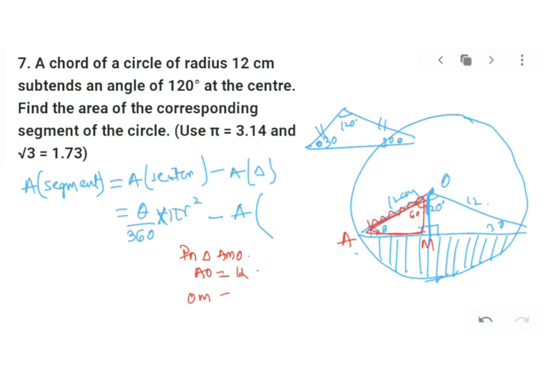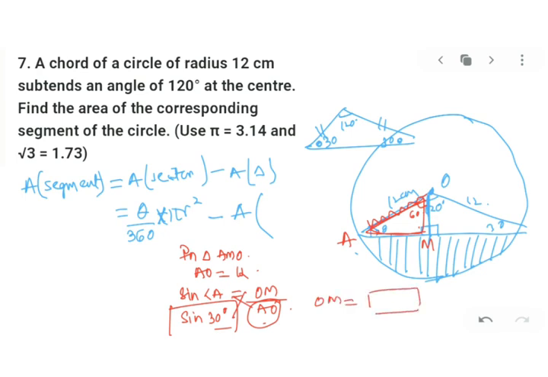So I'll go for finding OM. What I'll do is, I'll use a trigonometrical ratio. Sine angle A is equal to OM upon AO. Getting my point? AO is given to you. Sine angle A, that means sine 30 degree. You will put the value of sine 30 degree, and AO is given to you. You will cross multiply and get the value of OM.